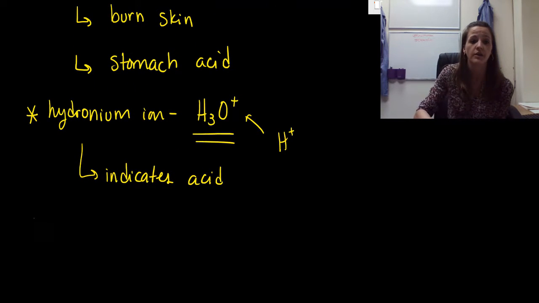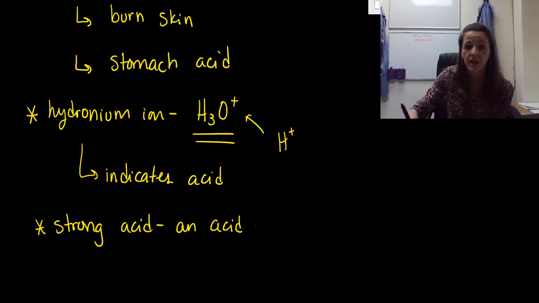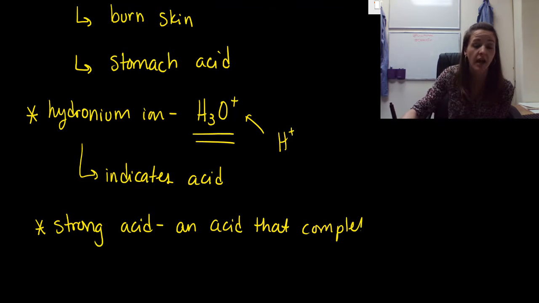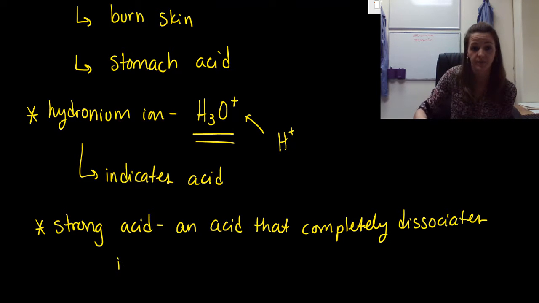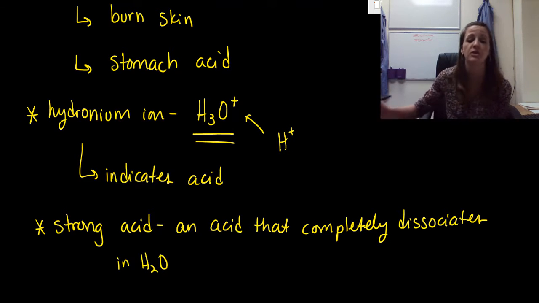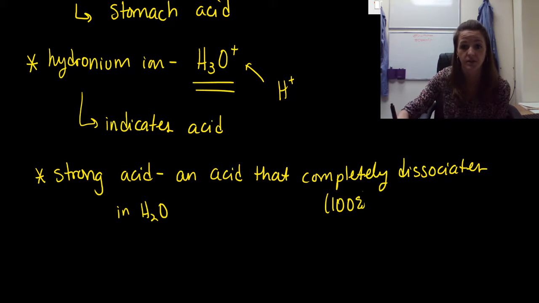Now, I said earlier that we're trying to distinguish the difference between a strong and a weak acid. Let's start off with a strong acid, because that's the easiest one to understand. A strong acid is simply an acid that completely, entirely dissociates in water. So 100% dissociation. When I say completely, I literally mean 100% dissociation.